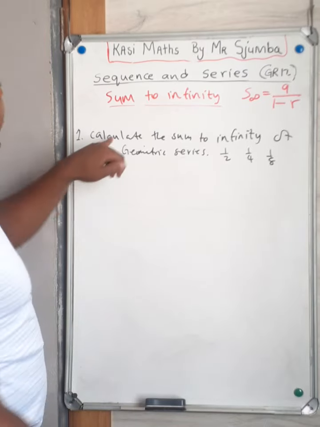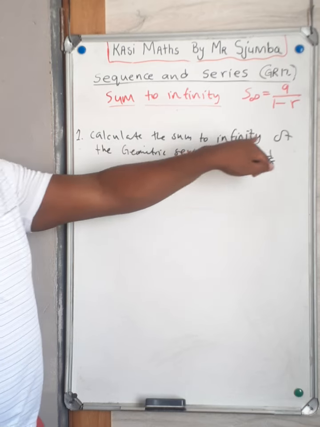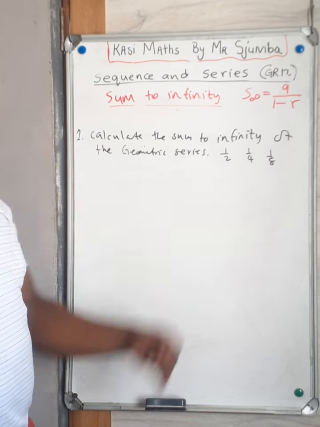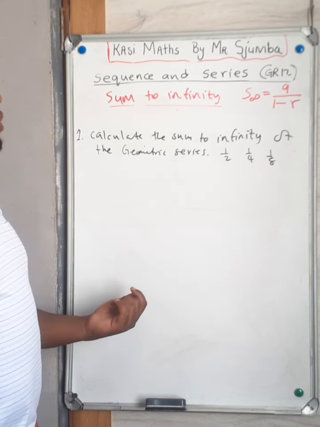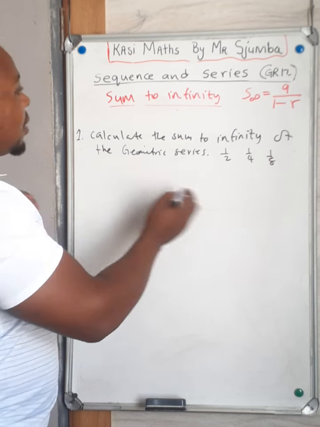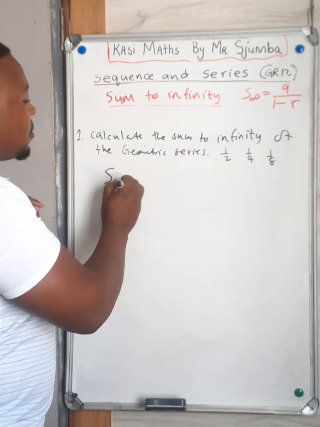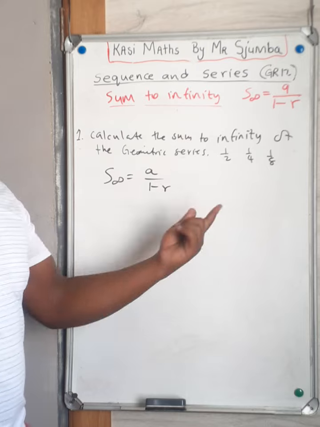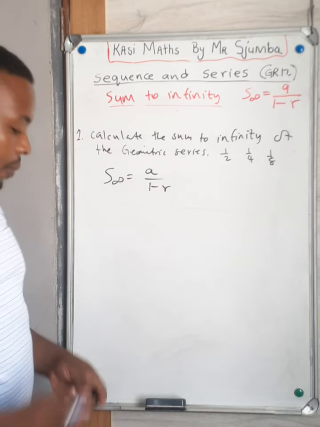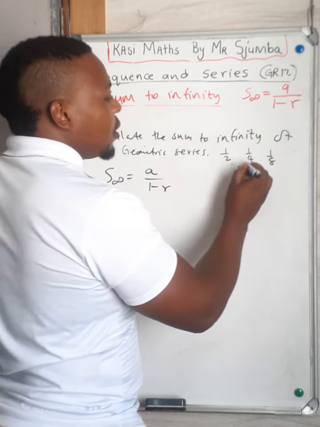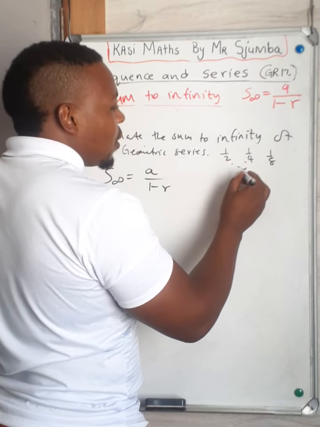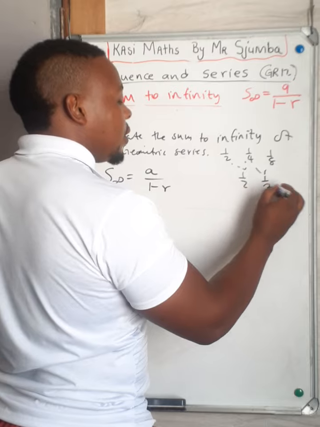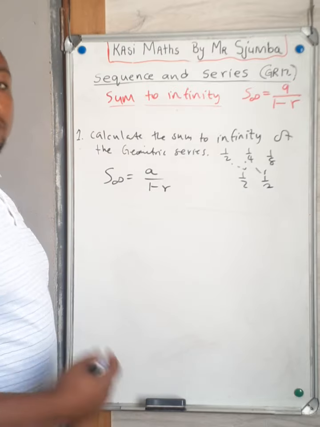Okay, now the question here. We should calculate the sum to infinity of the geometric series 1 over 2, 1 over 4, 1 over 8. Since it says sum to infinity, we're just going to write the formula. Sum to infinity is equal to a over 1 minus r. a is still the first term, r is still the common ratio. Checking the common ratio: 1 over 4 divided by 1 over 2 is 1 over 2. 1 over 8 divided by 1 over 4 is 1 over 2. So r is 1 over 2.